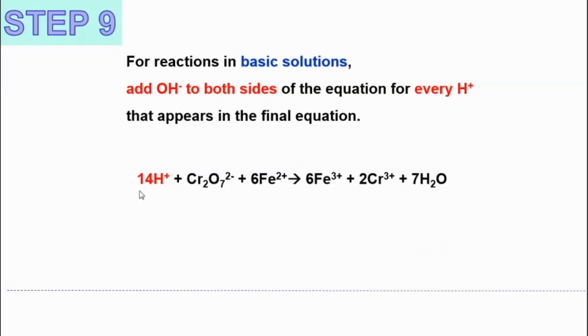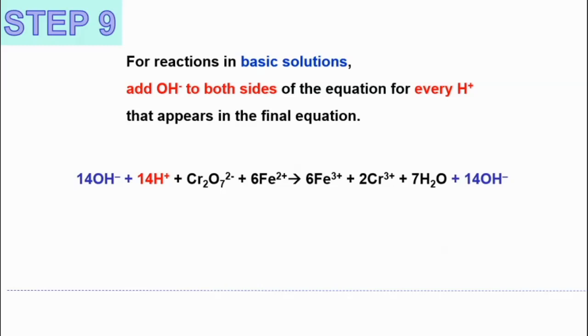Okay, 14 moles of H+, or hydrogen ion, on the left side of this equation. So to balance this equation, we need to add 14 moles of hydroxide. And remember, we could not just add 14 moles of hydroxide on the left side only, because if we just do this, the equation will not balance. So that's why the right side of this equation also needs to be added with 14 moles of hydroxide.